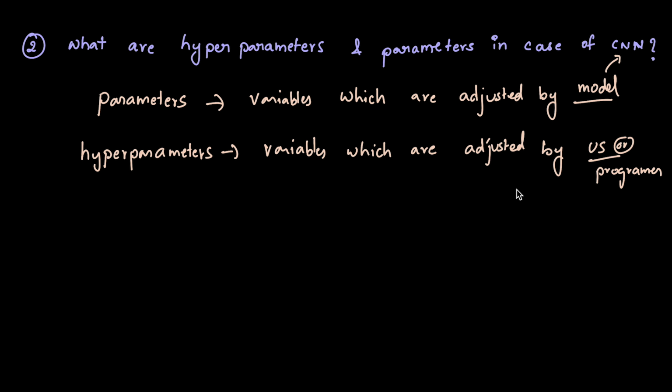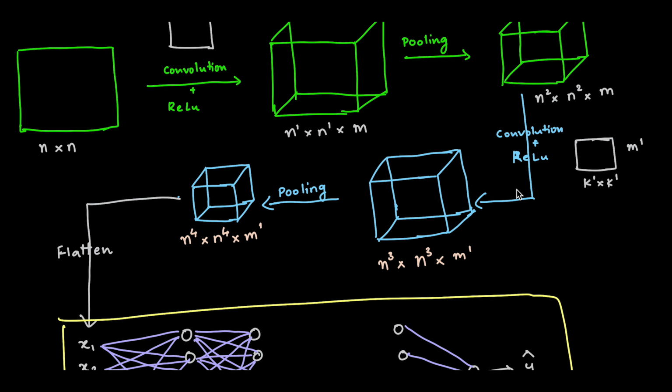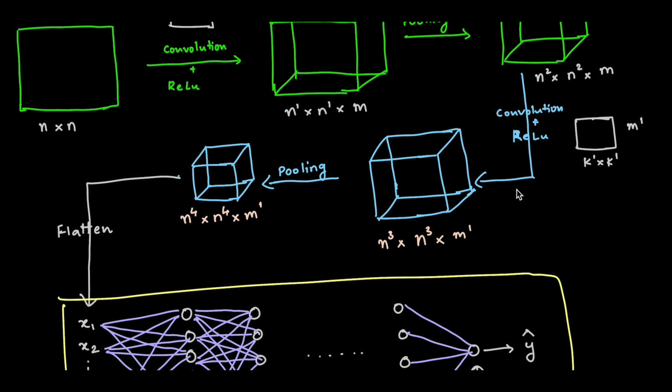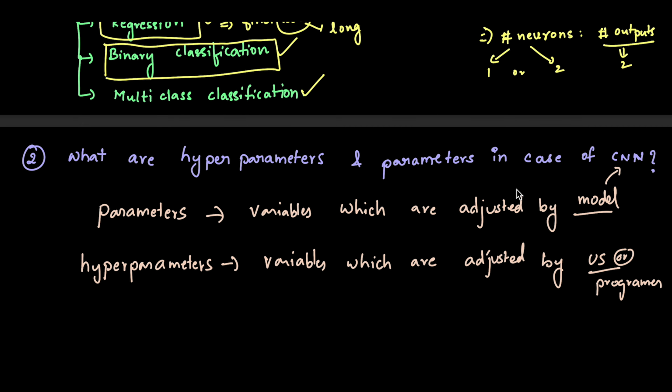Please think for some time: in this whole CNN, where are the parameters and where are the hyperparameters? What are those? Please think about it and comment your answer in the comment section before checking out this particular video. Now let's jump into this video.